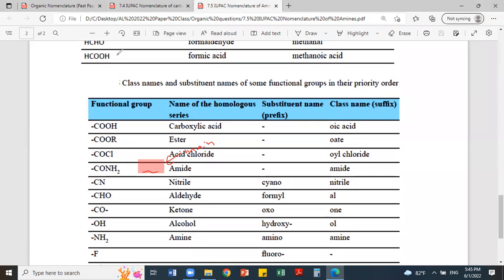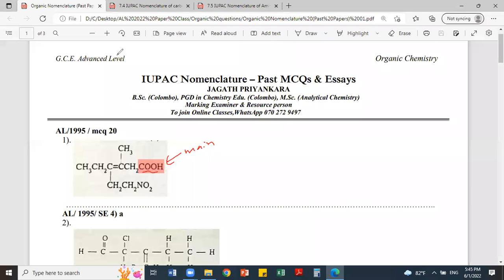Can you see the screen? So this one you have on the last page of 7.5. You have to remember this. They don't give this list in the exam. Therefore the main functional group is the carboxylic acid group, so you have to start numbering from that group. Okay, let's move back to the paper again. Then you have to select the longest chain containing the maximum number of carbon atoms. Right, so let's number the chain now.